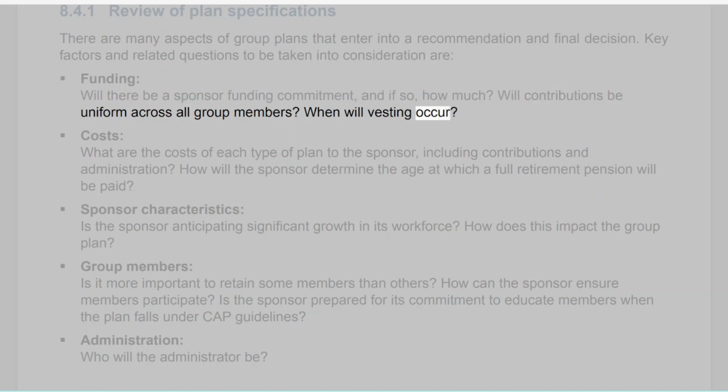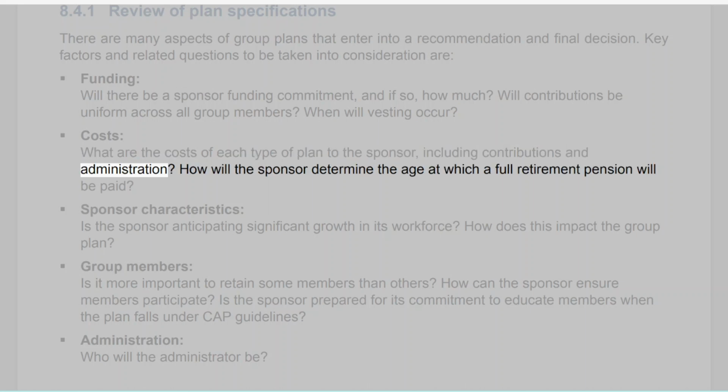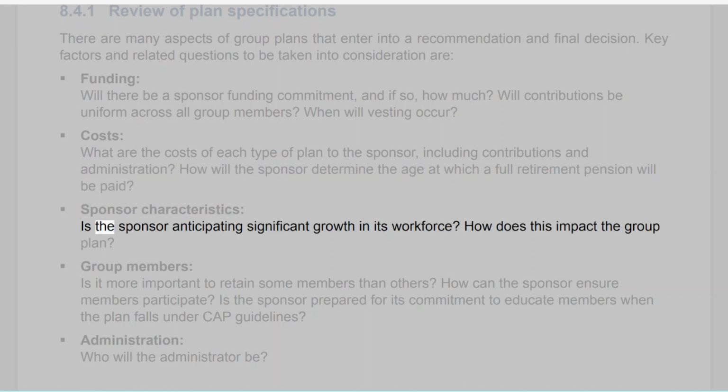When will vesting occur? Costs. What are the costs of each type of plan to the sponsor, including contributions and administration? How will the sponsor determine the age at which a full retirement pension will be paid? Sponsor characteristics. Is the sponsor anticipating significant growth in its workforce? How does this impact the group plan?